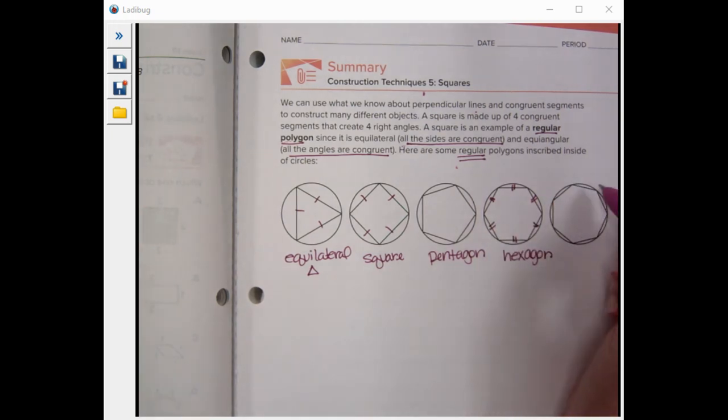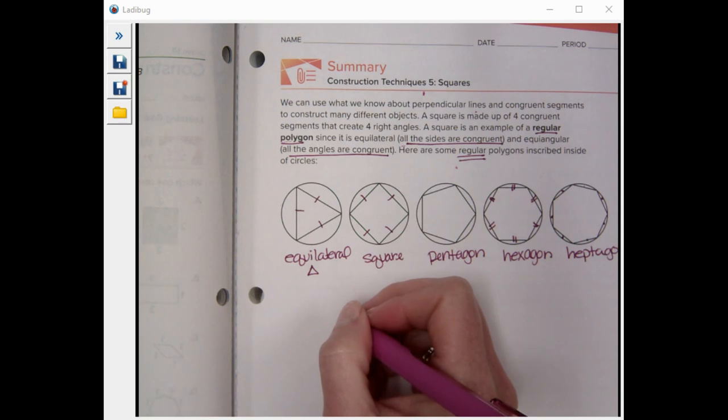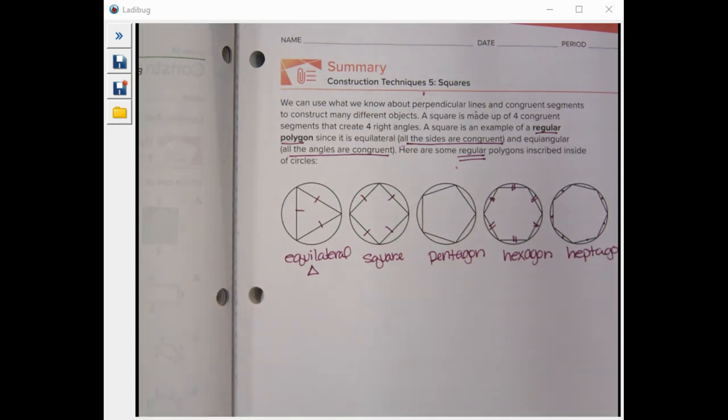And I believe this one has 1, 2, 3, 4, 5, 6, 7 sides. This is a heptagon. Of course, you have octagon, nonagon, decagon. And of course, you have polygon, poly meaning many, but that's coming up later in our book. But these are all regular polygons because their sides are congruent, and they're all inscribed, meaning they're inside the circle.